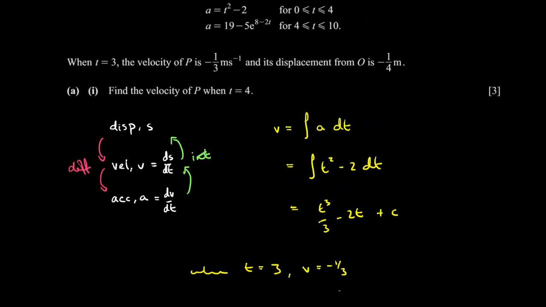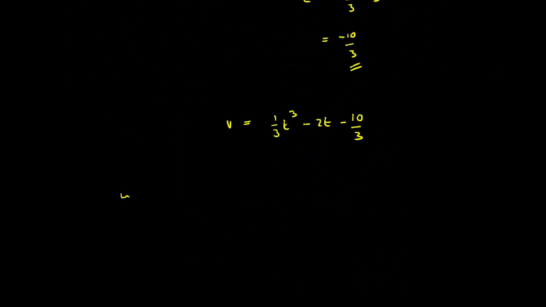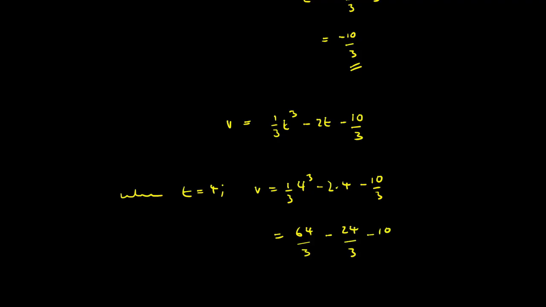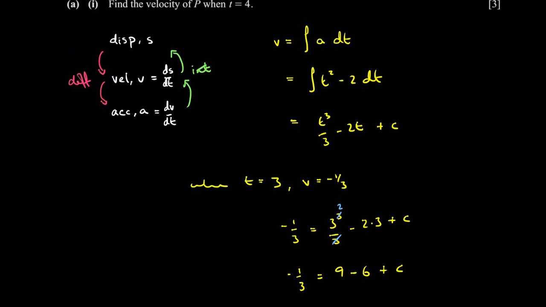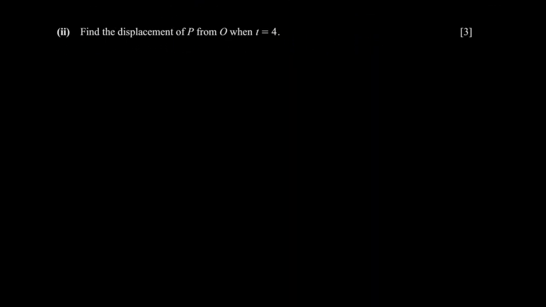And we're asked to find the velocity when t is equal to 4. So when t is equal to 4, the velocity is equal to a third of 4 cubed minus 2 times 4 minus 10 upon 3. Well, 4 cubed is 64, so we've got 64 upon 3. 2 times 4 is 8, which I'm going to change to be 24 upon 3, minus 10 upon 3. So 64 minus 24 is 40, minus 10 is 30. So we get 30 upon 3, which is equal to 10. So that's 10 meters per second, the velocity when t is equal to 4.